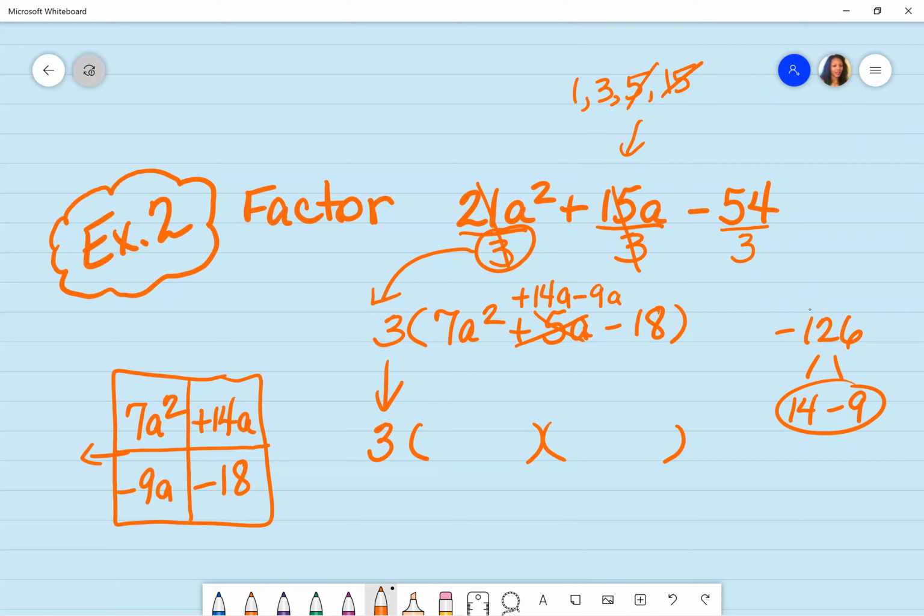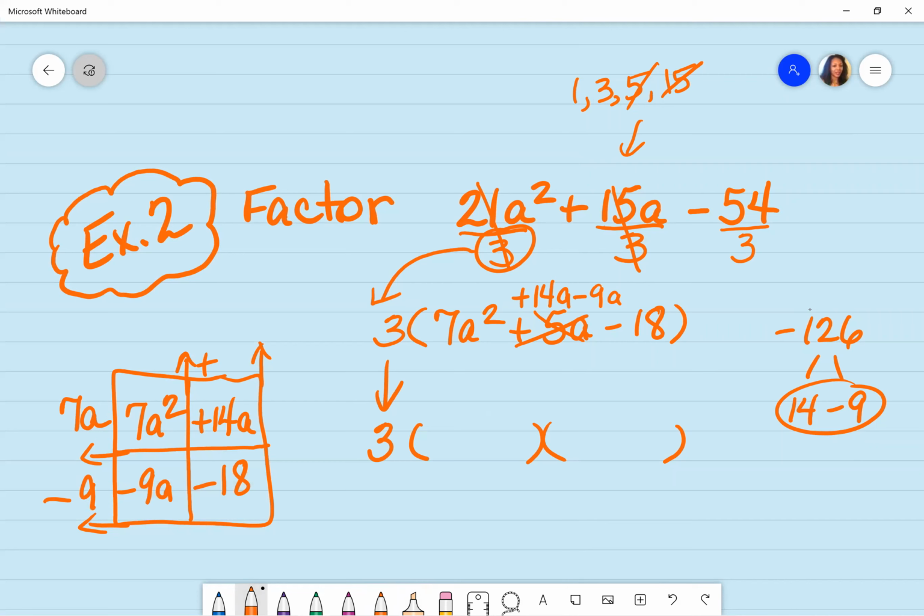Going to the left, I'm going to take out the sign that's closest to me so I don't forget it. And going up, I'm going to take out the sign that's closest to me. And then I'm going to go back and look for my greatest common factor. The biggest number I can divide both by is 7. The biggest variable is a. If I go to my next row, the biggest number I can divide both by is -9. So that's what I'm pulling out.